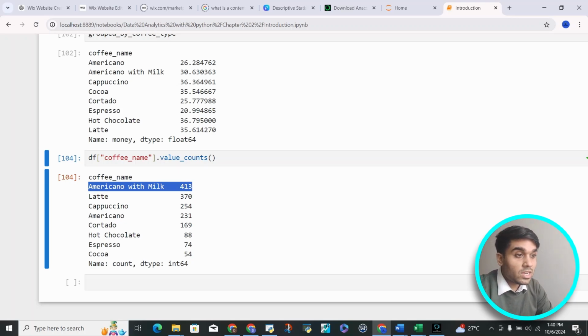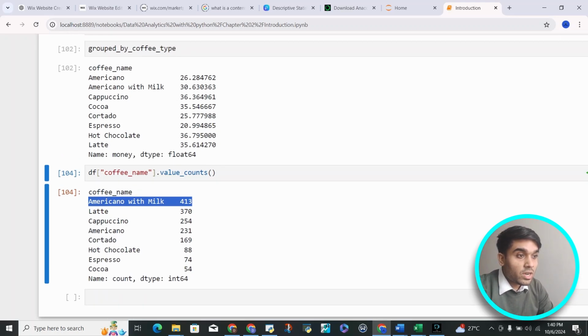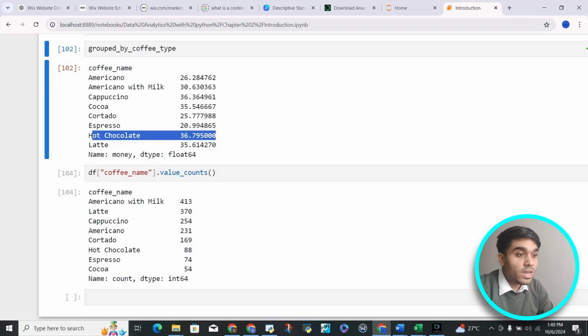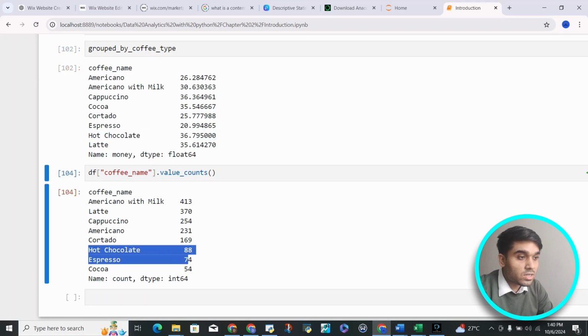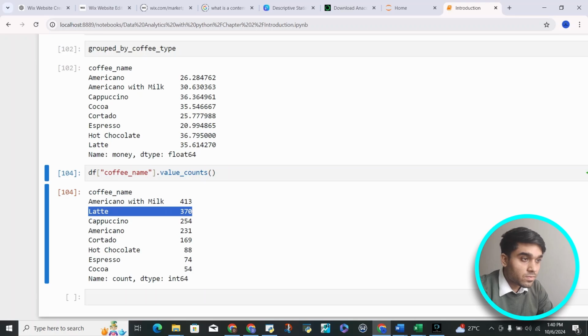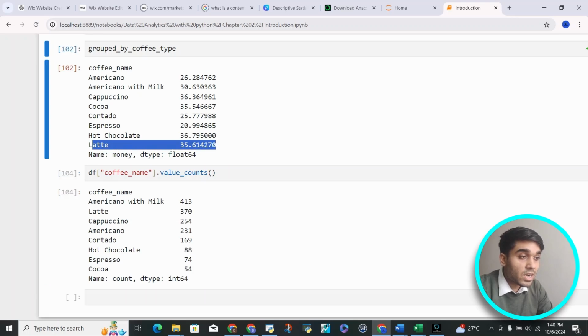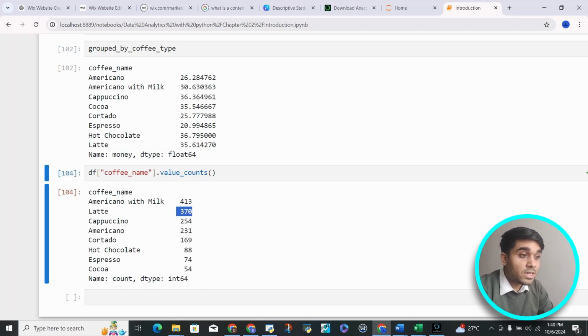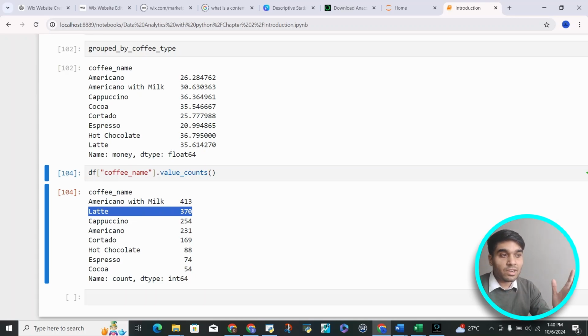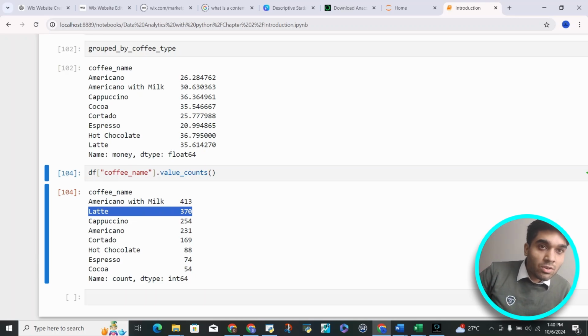So hot chocolate and espresso here, hot chocolate and latte, you can see hot chocolate is here, and then we have latte. Latte is one where the transaction amount is higher, but the transactions which are happening here are also on a very higher end. So that is a 370 or something. So we can easily conclude from this information that we need to focus on latte more, because it is able to give us more revenue.